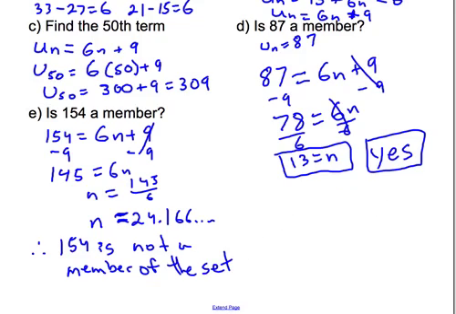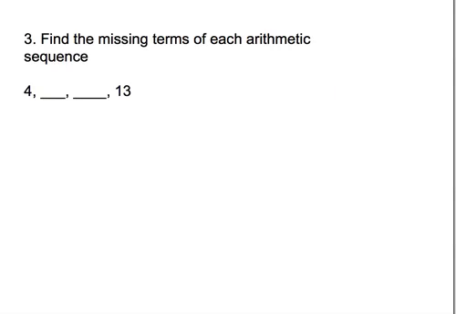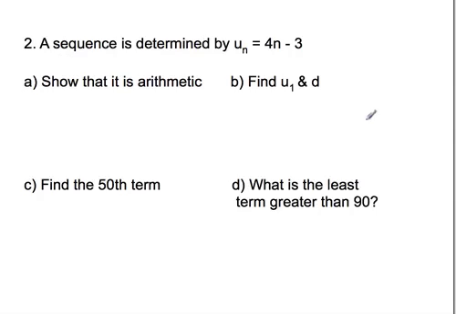Okay, one more example. I think I've got some of these backwards here. Example 2: a sequence is determined by u sub n equals 4n minus 3. So here we have the rule all worked out for us. Then we're going to answer some of these questions. Show that it is arithmetic. That's going to be a little bit tricky.